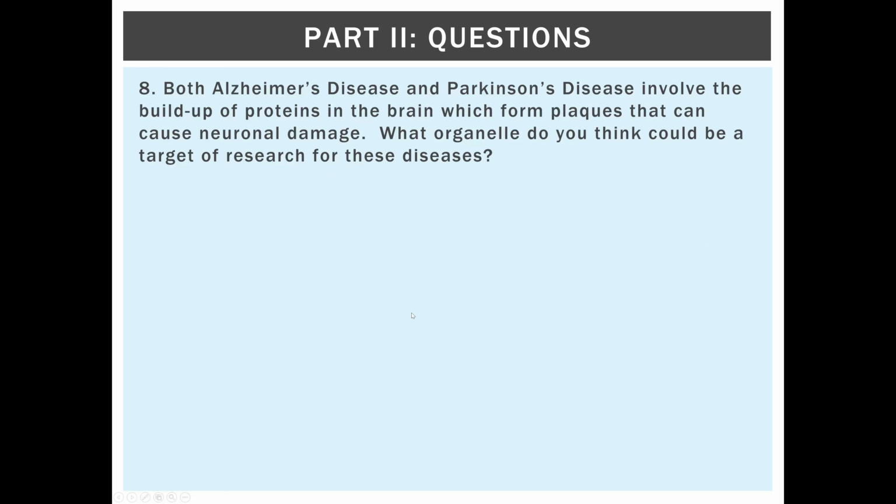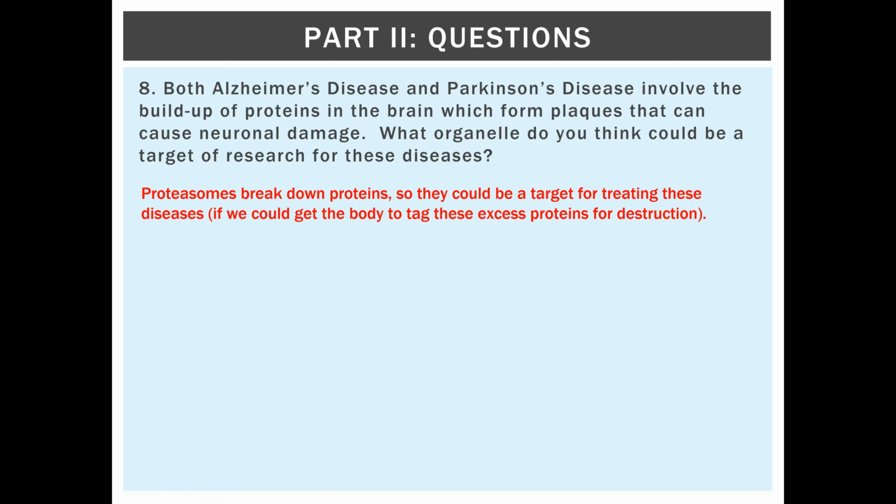Number 8, both Alzheimer's disease and Parkinson's disease involve the buildup of proteins in the brain, which form plaques that can cause neuronal damage. What organelle do you think could be a target of research for these diseases? So let's think. Okay, we have diseases where we have too many proteins building up and forming clumps. So what organelle breaks down proteins? So if you said proteasomes, good job. Proteasomes break down proteins, so they could be a target for treating these diseases.